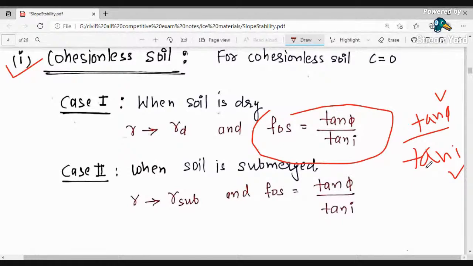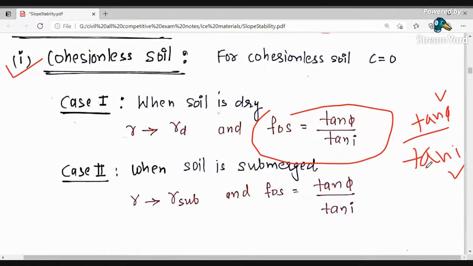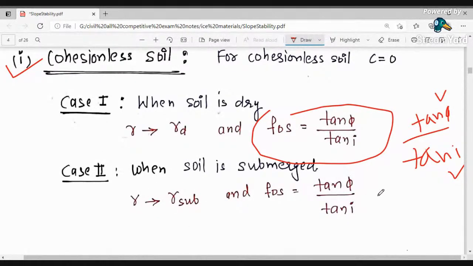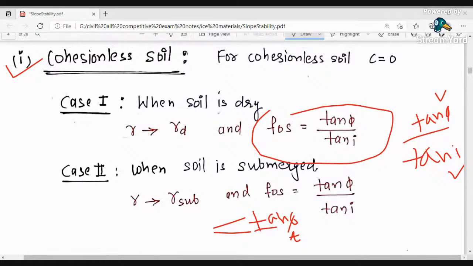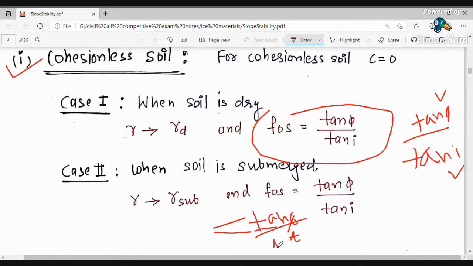Then suppose the soil is submerged. Then gamma is basically gamma submerged, and the factor of safety is tan phi by tan i. Okay, so it is independent of gamma submerged.